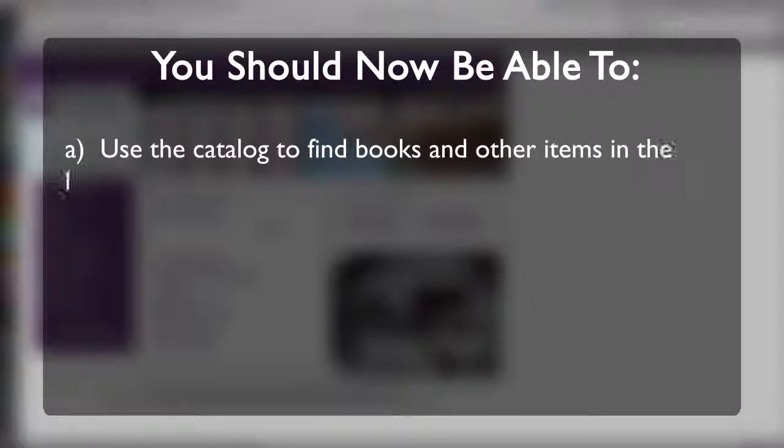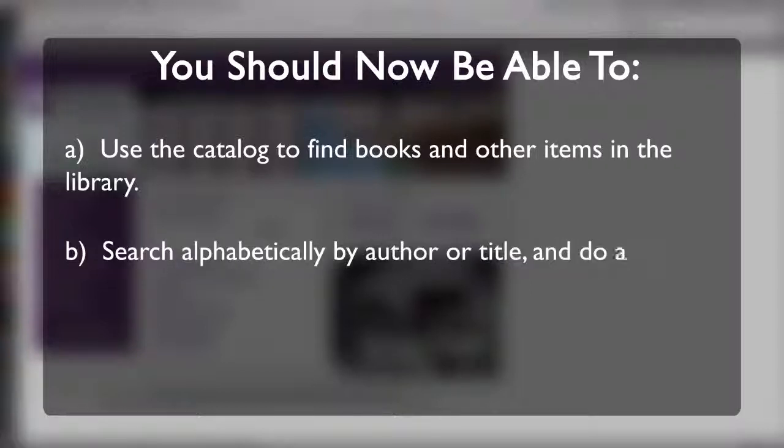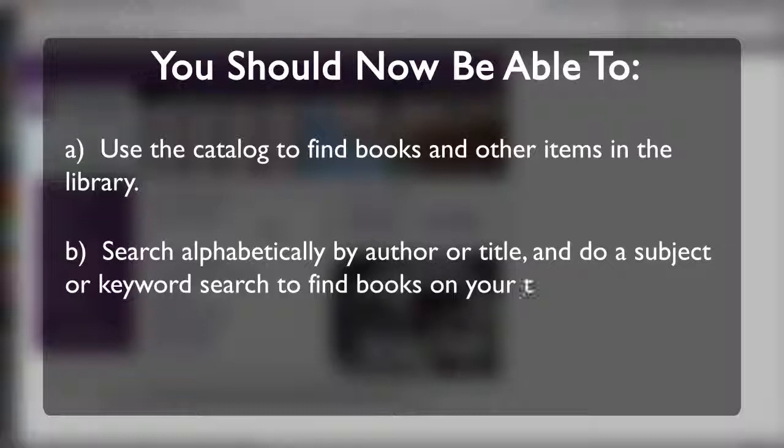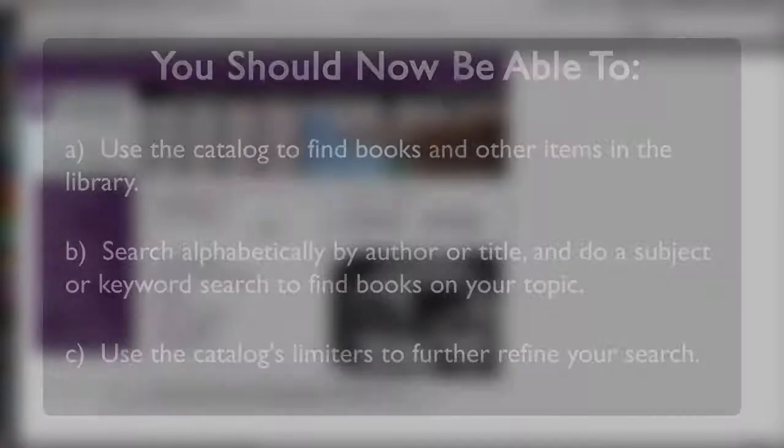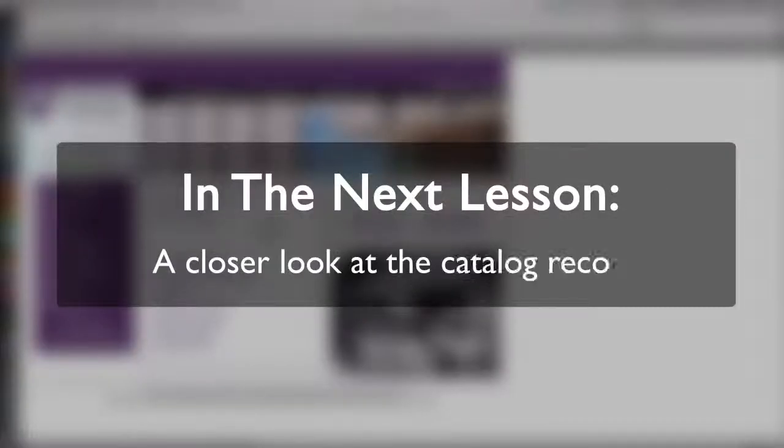After reading this lesson, you should be able to use the library catalog to find books and other items in the library. You should be able to search alphabetically by author or title, or do a subject or keyword search to find books on your topic. Finally, you should be able to further refine your search using the catalog's limiters. In the next lesson, we'll take a closer look at the various parts of the catalog record.